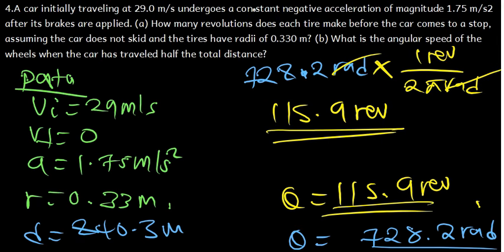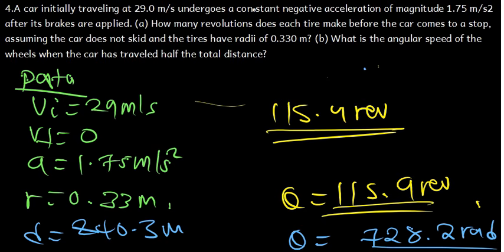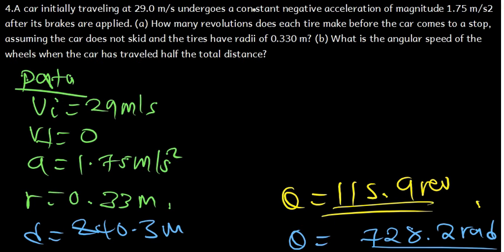Now, part B is saying, what is the angular speed of the wheel when the car has traveled half the total distance? So the distance has to be half. So what is the angular speed of the wheel? Okay, that is the question. Now, to find the angular speed, from the answers which we have just come up with here, we can find the speed when the distance is half.